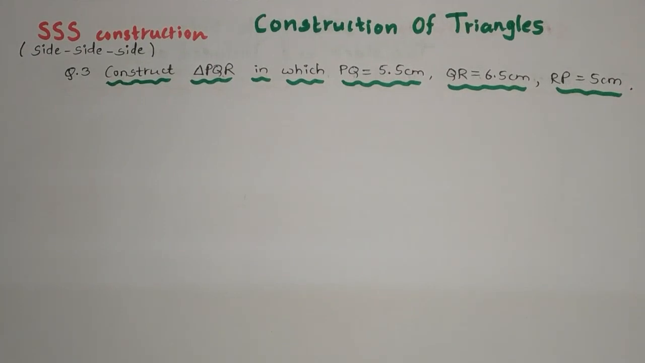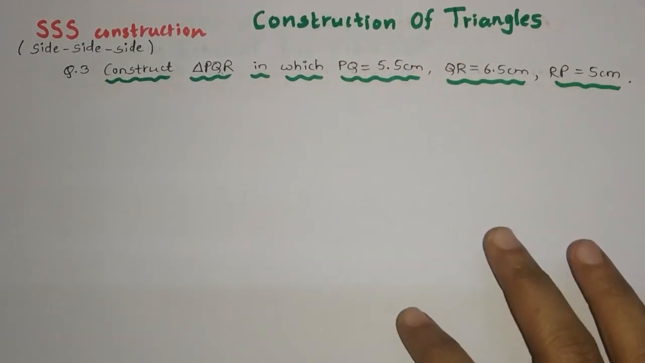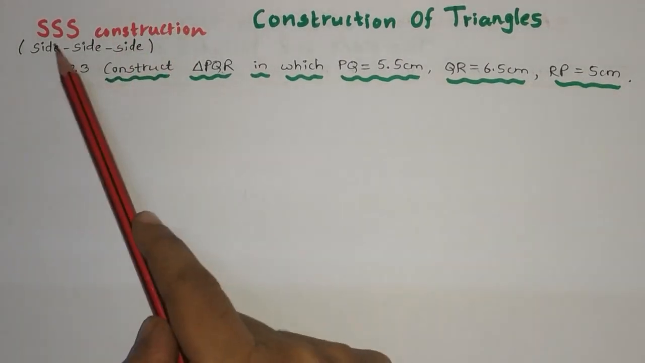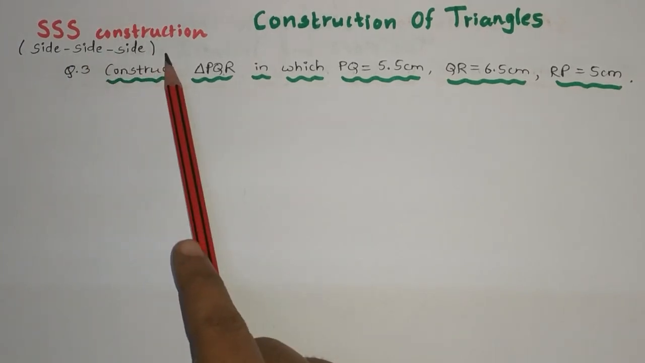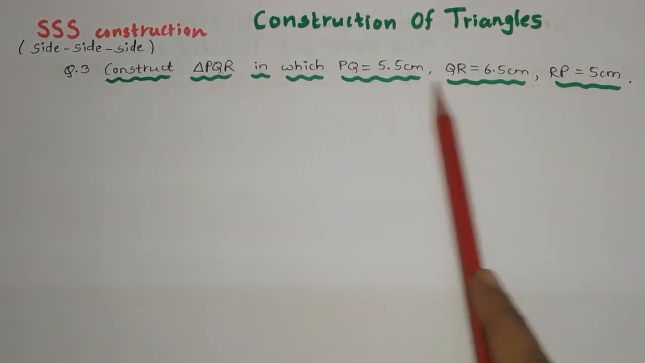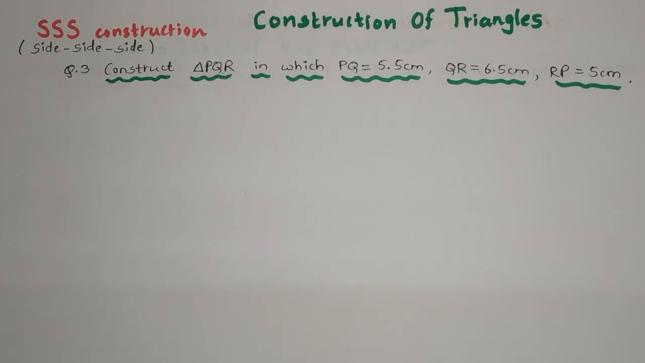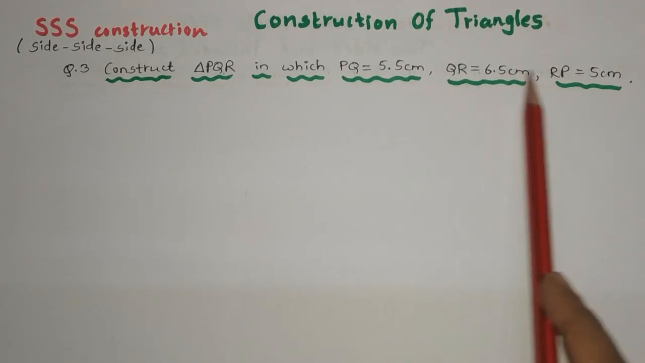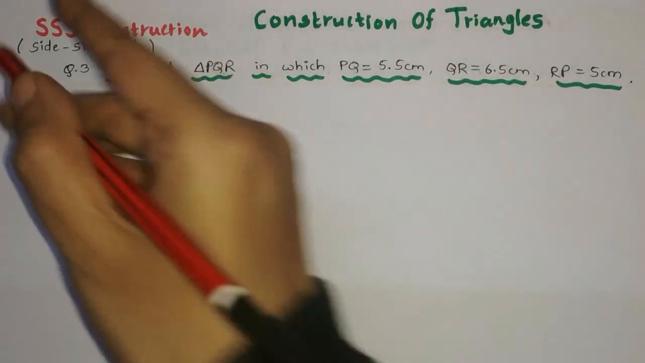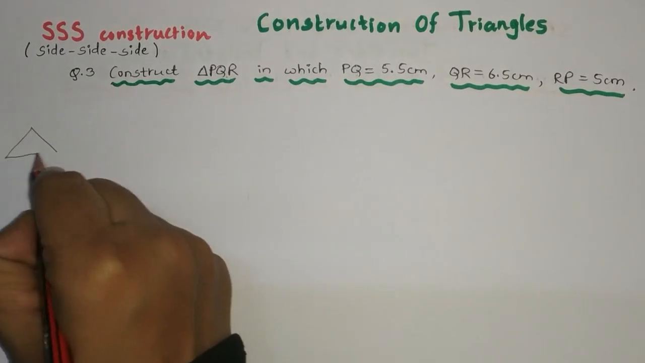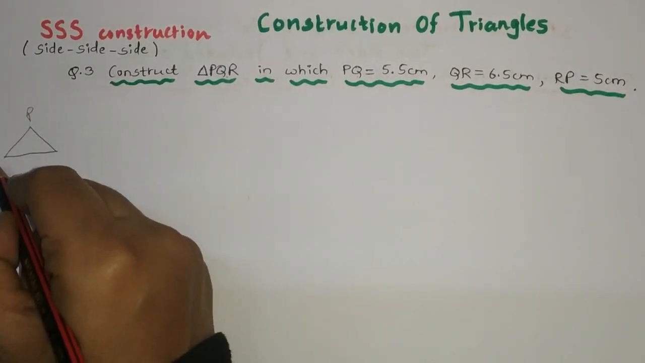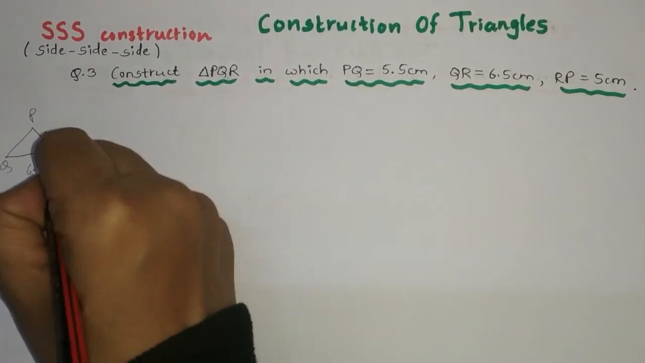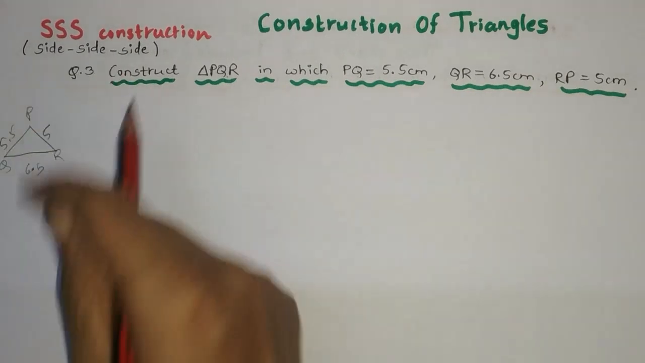So now moving to the construction of triangles. In the construction of triangles we have first SSS construction. SSS means side side side, which means that the measurements of 3 sides of a particular triangle are given. So what we do, we'll construct a triangle PQR in which side PQ, side QR and side RP are given. So I will draw a rough triangle here. Suppose this is triangle PQR. Here QR is 6.5, PR is 5 and PQ is 5.5. So this is a rough sketch.